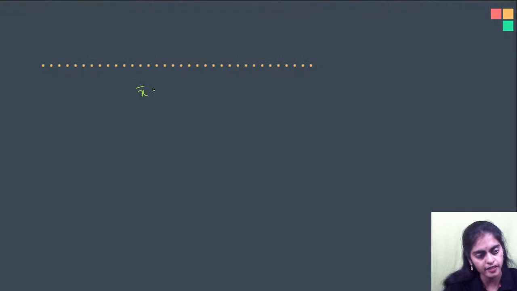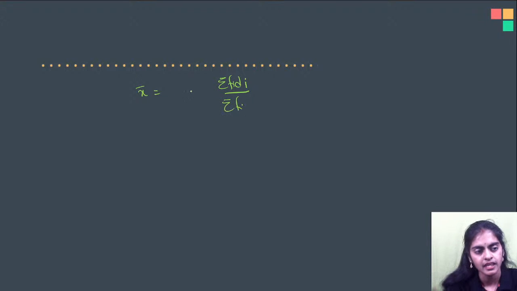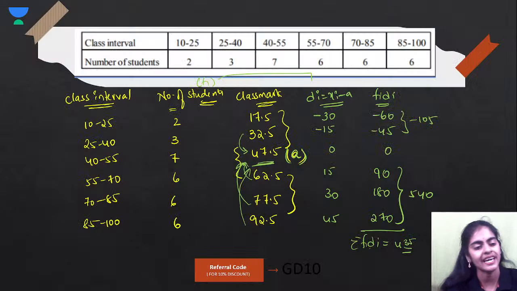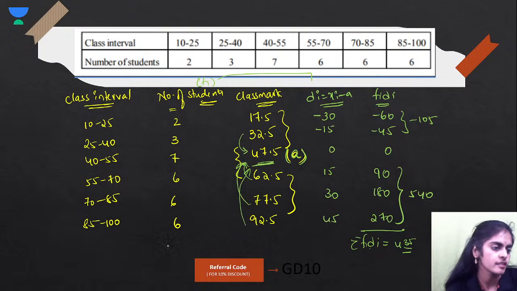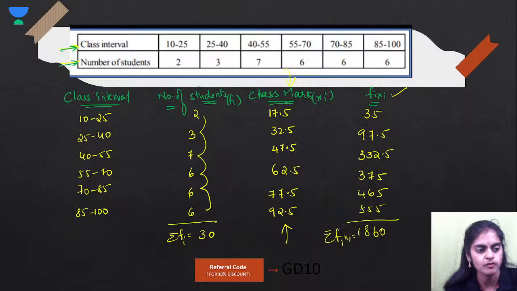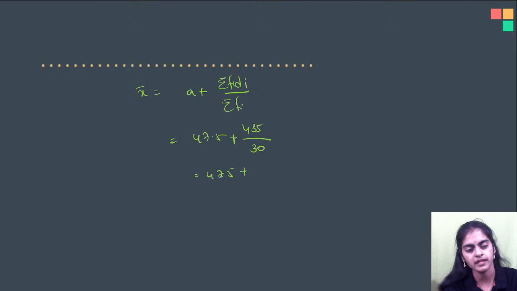Now the mean, how will you find the mean? Mean equals sigma fi di divided by sigma fi, into A plus. Okay, A you subtracted all over, so now you will add. A you have taken as 47.5 plus sigma fi di is 435 divided by sigma fi. Sigma fi is the same question, so this is 30.